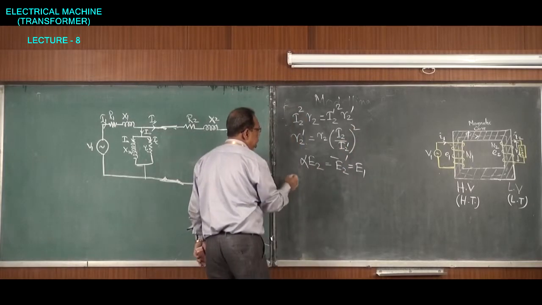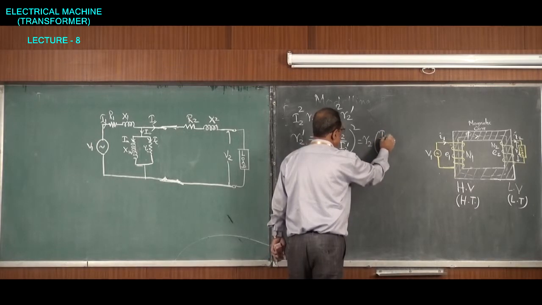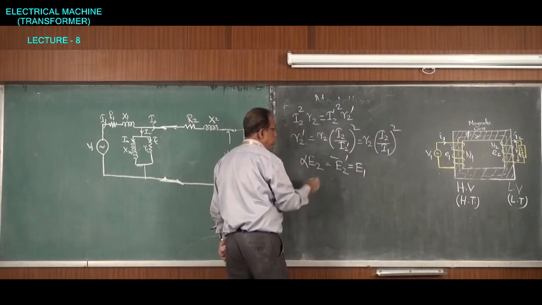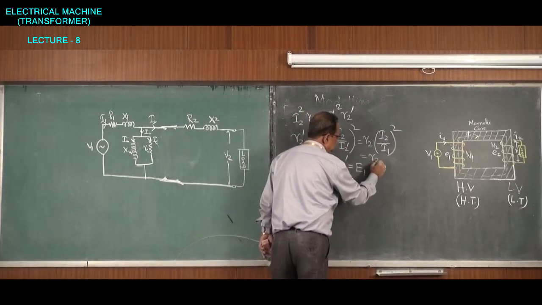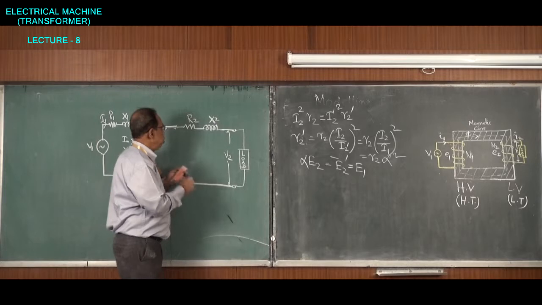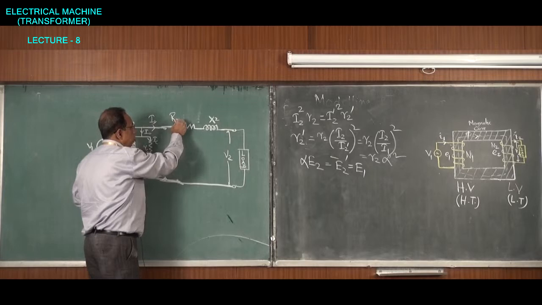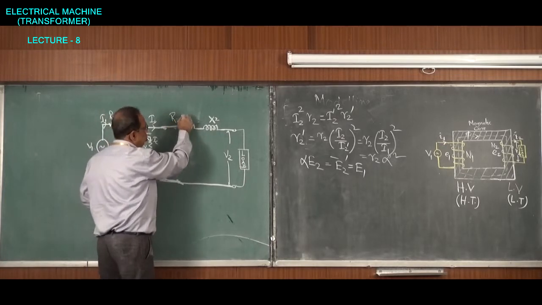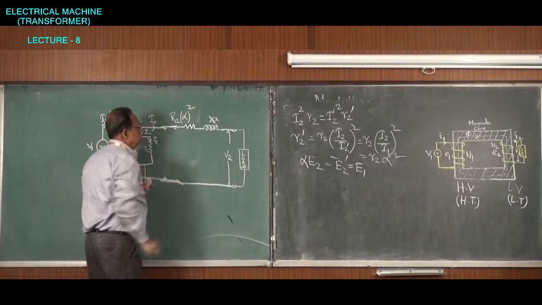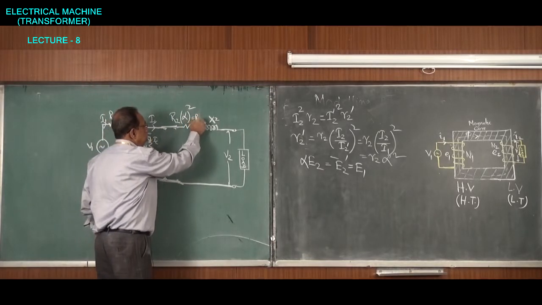But what is I2 dash? I2 dash is nothing but I1. So R2 into I2 by I1 whole square. What is I2 by I1? I2 by I1 is your turns ratio. So it is alpha square. So this resistance should be R2 dash, R2 into alpha square. So the resistance we should make it R2 into alpha square. That is called R2 dash.